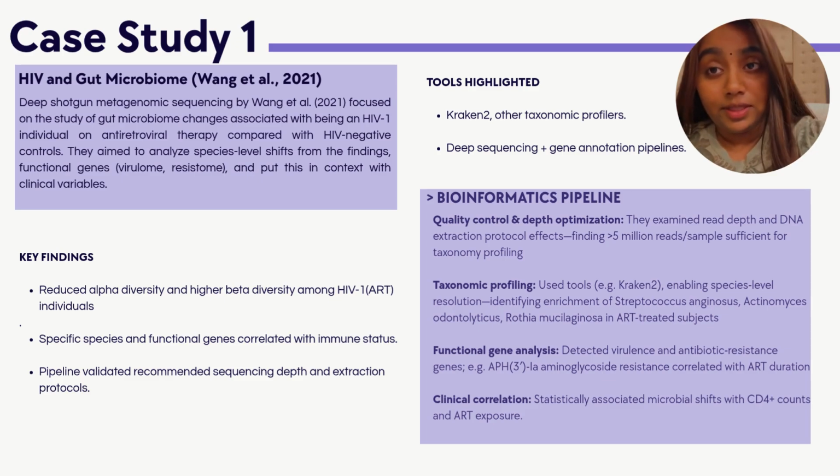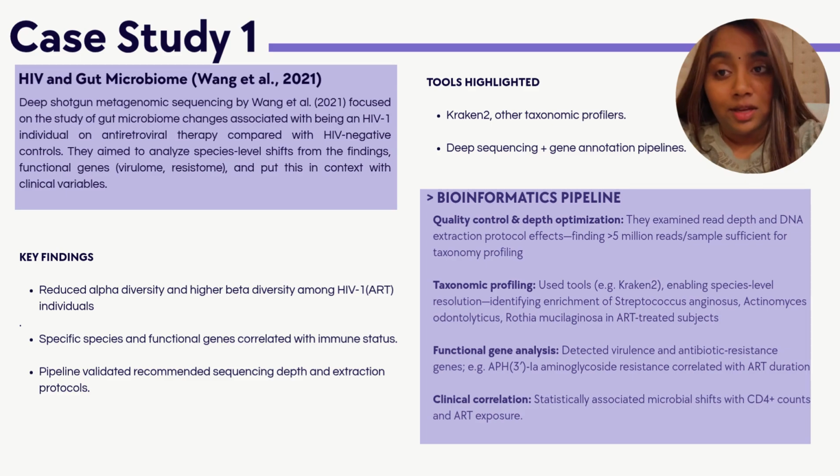Let's begin with the first case study conducted by Wang in 2021, which focused on the gut microbiome in HIV-1 infected individuals who were undergoing antiretroviral therapy. In this study, the researchers used whole genome shotgun metagenomic sequencing to compare the gut microbiome of HIV-positive individuals with healthy controls. The primary bioinformatics tool used was Kraken 2, which allowed them to perform high-resolution species-level taxonomic profiling.